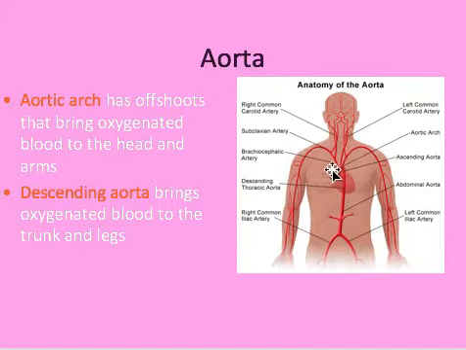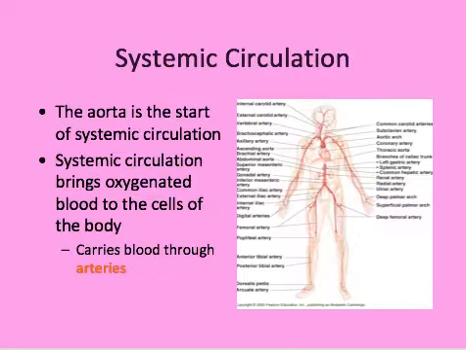And then the descending aorta comes here, branches off to go to the kidneys, and then it breaks down into iliac arteries and femoral arteries. So now you're in your systemic circulation after the left side of your heart. So it goes through the body, through the arteries. Arteries always bring blood away from the heart. That's your mnemonic device for that. And then little arteries are called arterioles.